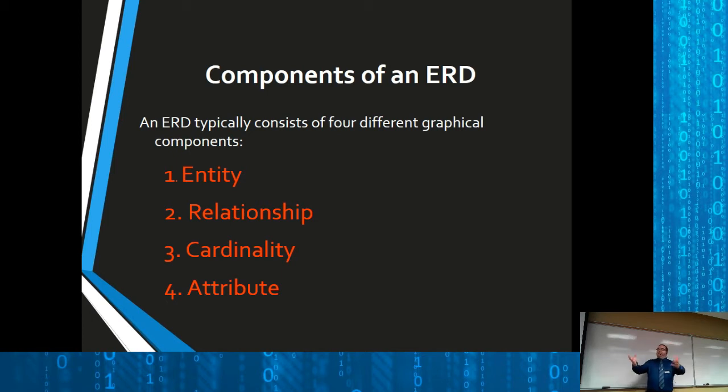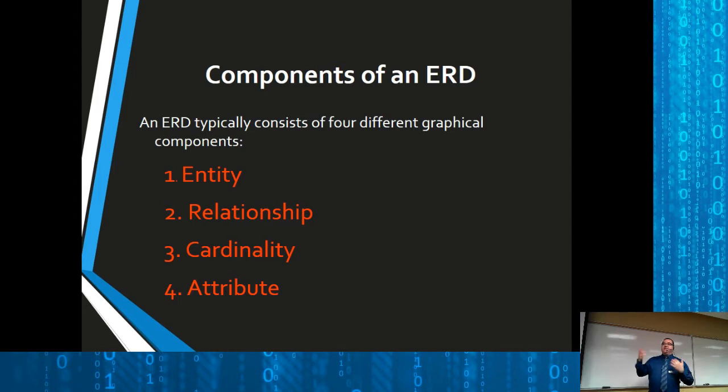For example, a person is a thing. Attributes of a person would be your name, your date of birth, your address, your sex, your hair color, your height. We don't discuss weight. That being said, those are attributes that describe something. So the things you use to describe something are the attributes of an entity. Those are the four pieces that you find on a conceptual ERD.